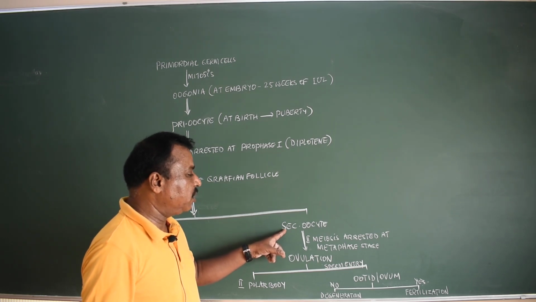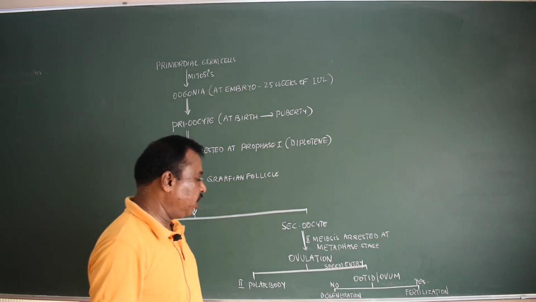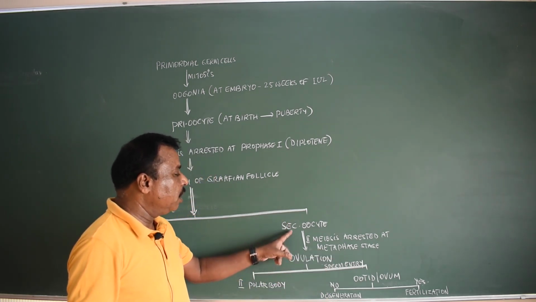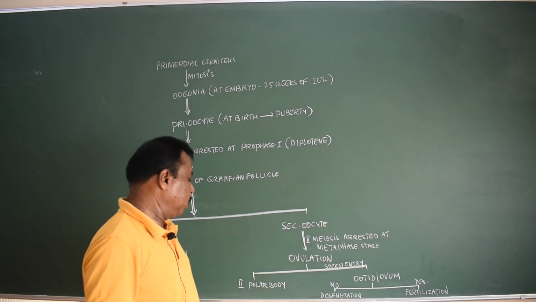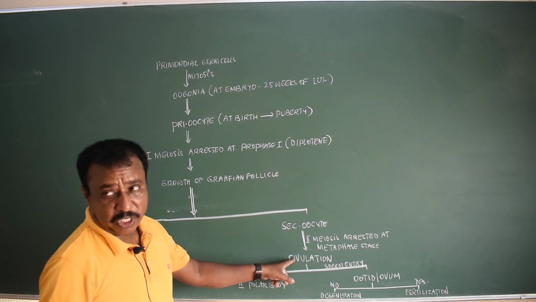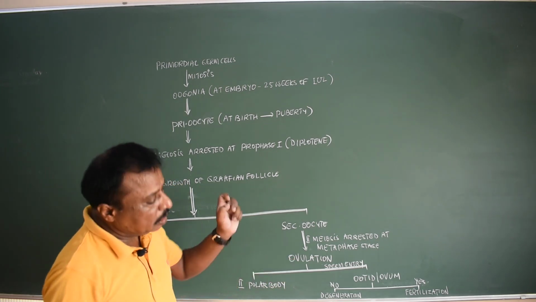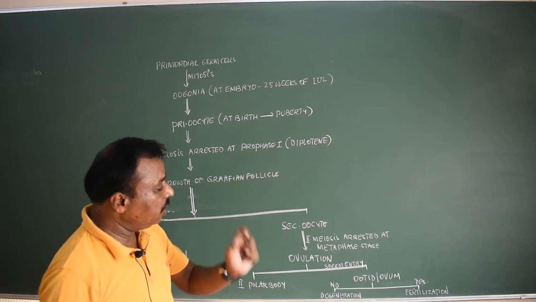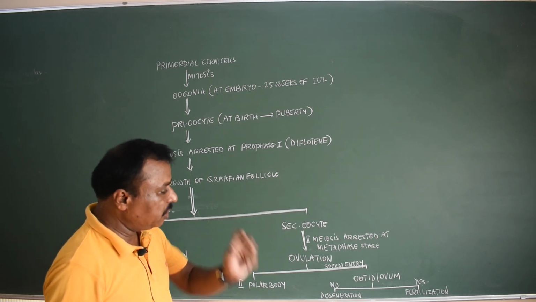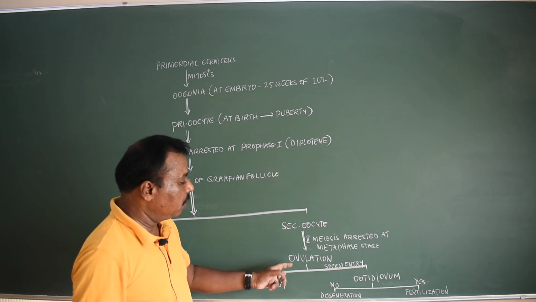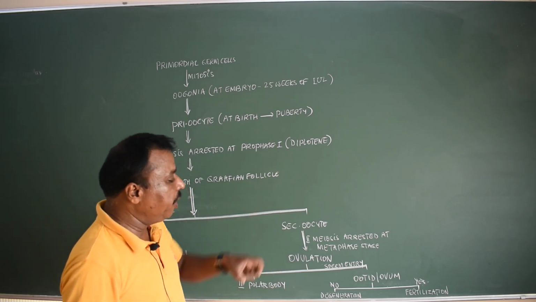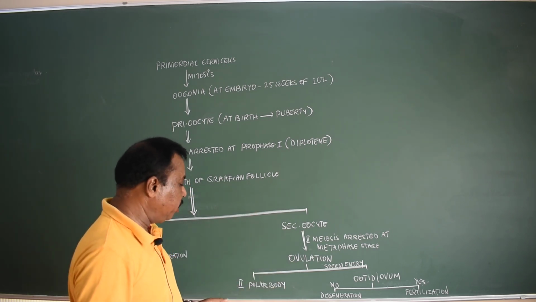The second meiosis is arrested at metaphase stage, followed by the release of the secondary oocyte into the body cavity, and this process is called ovulation. After ovulation, the secondary oocyte enters the fallopian tube and reaches the ampulla of the upper fallopian tube, and when the sperm enters into the ovum, that is called insemination.